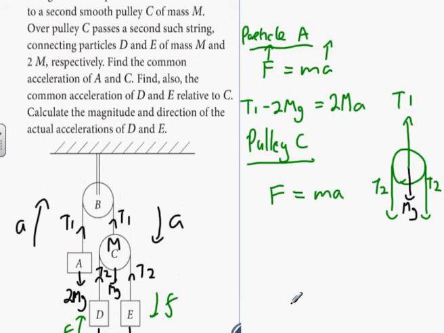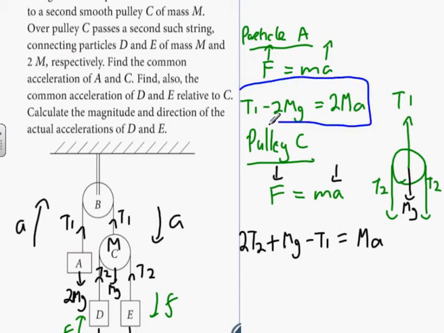Okay, so let's do this. We're assuming it's going down. Let's start off with the downward forces. What's the downward forces? 2T2, yeah. Plus mg, minus T1, equals ma. Okay, so far, equation 1, equation 2.